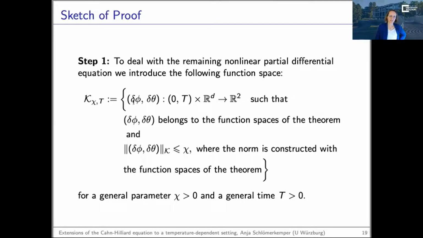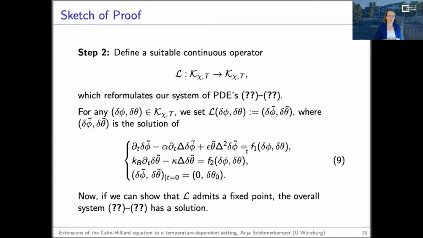The appropriate function space for these additional terms delta phi and delta theta, given that I didn't put the technical details, the essence is these functions should belong to the function spaces that are written in the theorem. And moreover, we assume that we are in a ball of radius chi. This is written here, where the norm that we have defined there is somehow related again to these function spaces in the theorem. So we have this space, which is like a compact convex space. And we now want to define a suitable continuous operator on this space and want to show that it is a mapping from kappa chi t to kappa chi t.